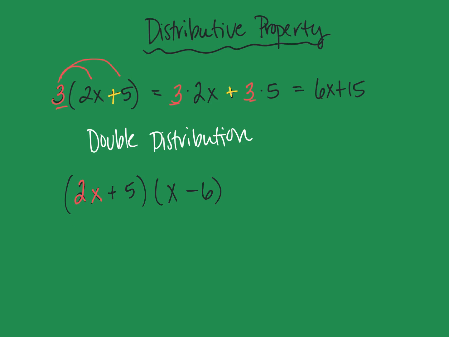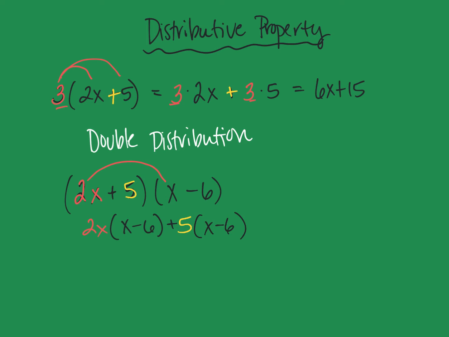So we're going to multiply this binomial by this other binomial, and we're going to do that by distributing twice. So it looks like this. We're going to take our 2x and multiply it by our x, just like we did up top. And then we're going to take our 2x and multiply it by our negative 6. So essentially we're doing 2x times x minus 6. And then we're also going to do 5 times x minus 6. So that's what it'll look like. But usually we don't write it twice like that. I'm writing it like this so you can actually see the double distribution going on, but we're not always going to see it like that.